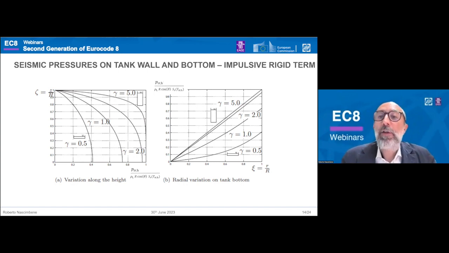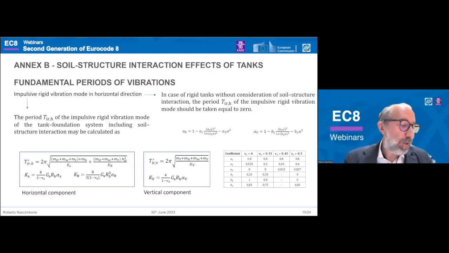On the right side is the distribution of the pressure along the bottom. And you can appreciate here that the more slender the tank, the more linear the distribution on the base, and the more squat the tank, the more non-linear the distribution of the pressure. Let's move to Annex B.